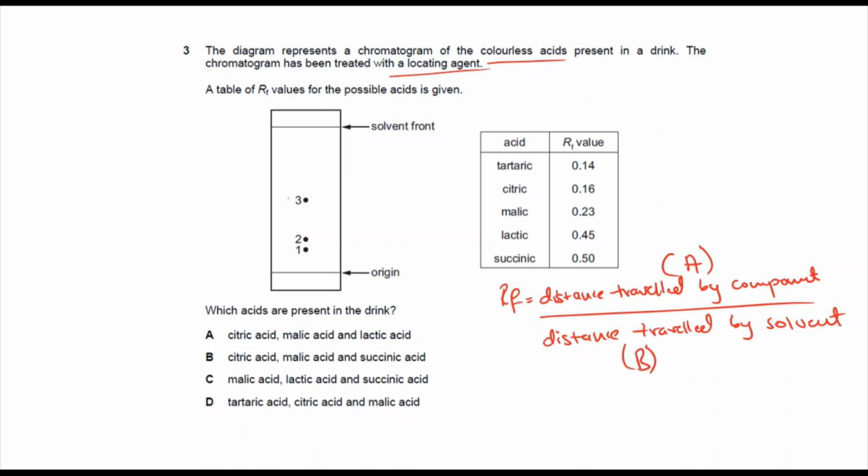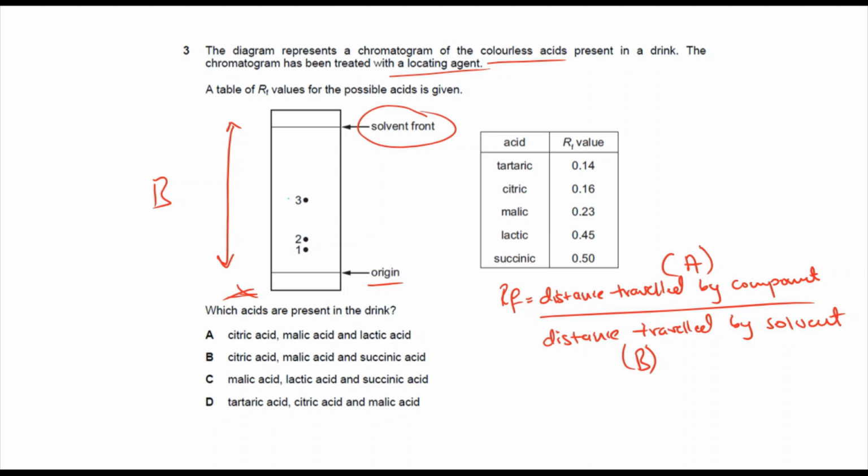So what's A and what's B here? Well, B is always the distance between the pencil line and the solvent front. This is called the solvent front, the height to which the solvent rises. So this is our B, and always remember, you take the distance from the origin here, or in other words the pencil line, never from the base of the paper. So this is B. What is A?